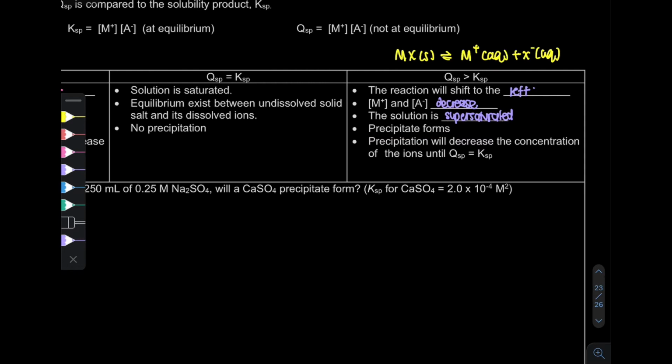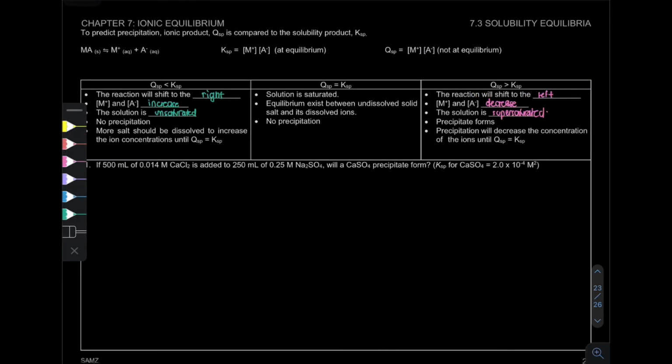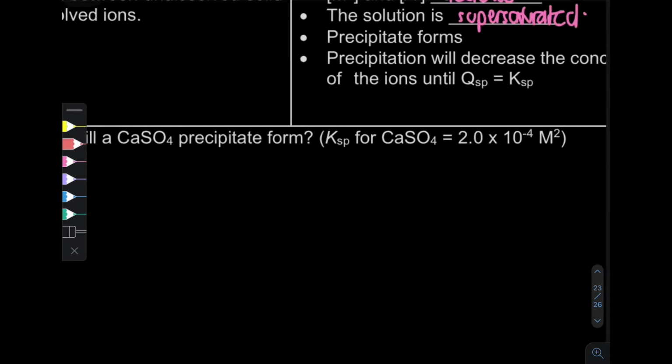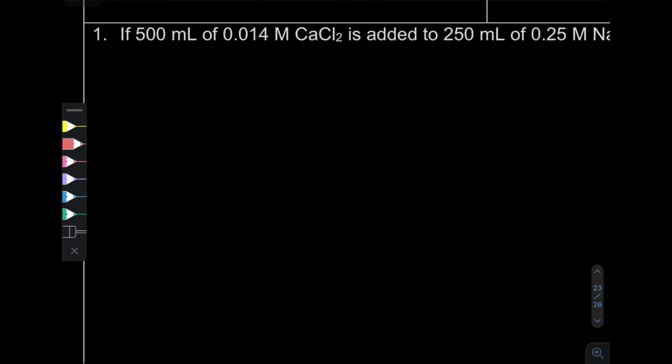So actually, if the question asks whether it will form, we have to compare Q and K. Once we compare, then we know whether precipitation occurs or not. As you can see, it only occurs when Q is bigger than K. Okay, let's have a look at example 1. It gives two solutions and asks whether a precipitate will form. It's given KSP, and we will find QSP for our calcium sulfate. So I'm just going to write down the equation of dissociation.